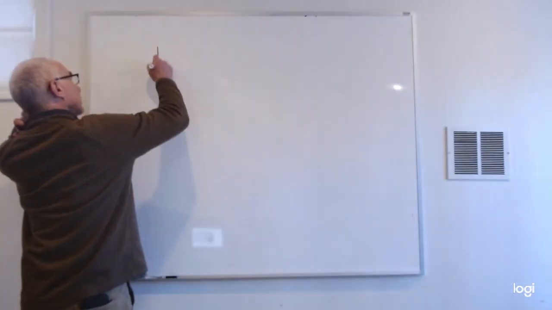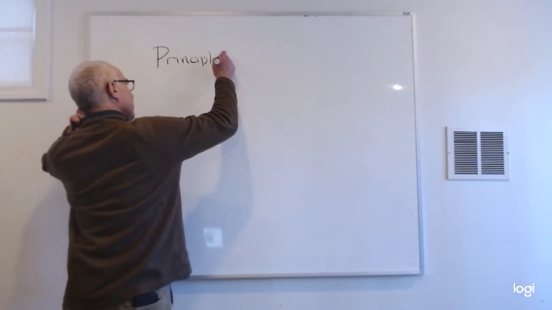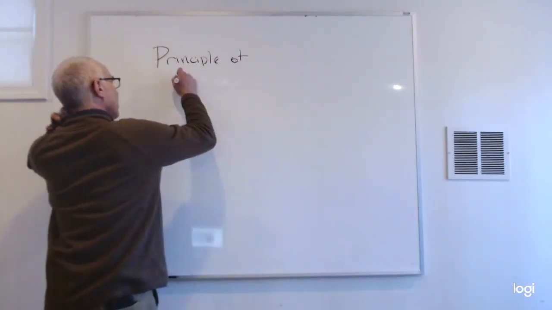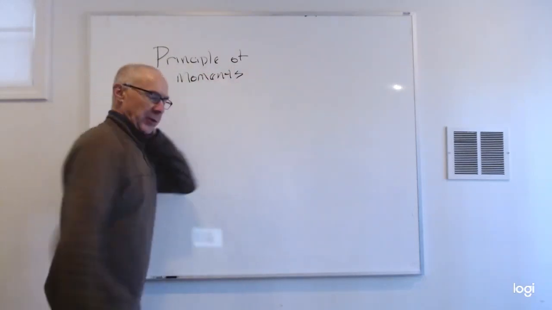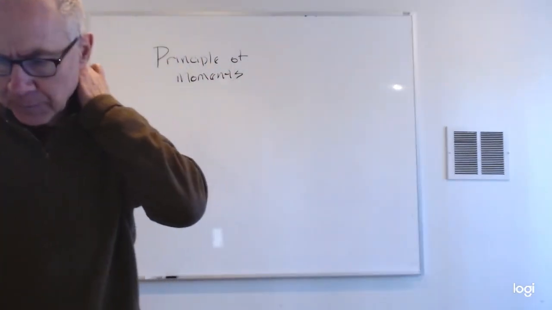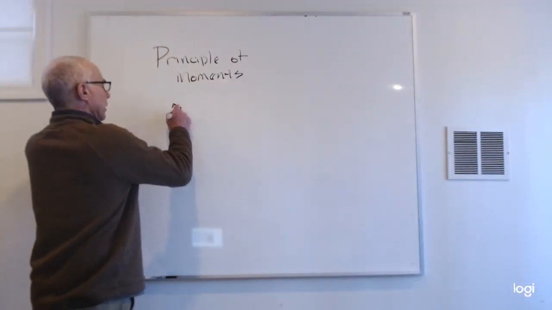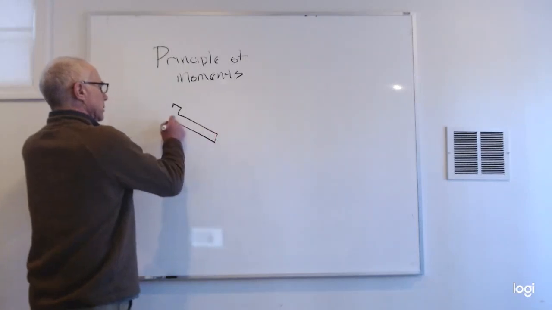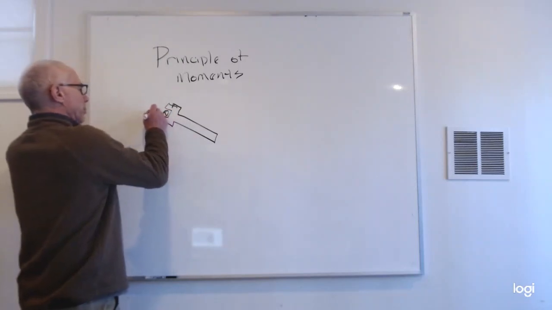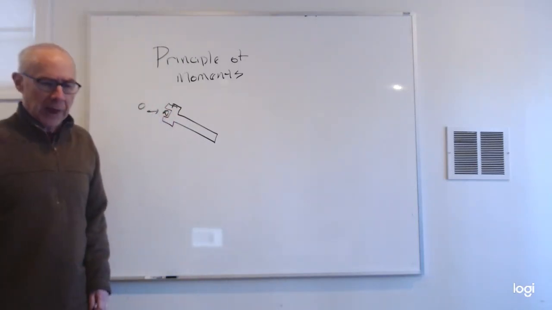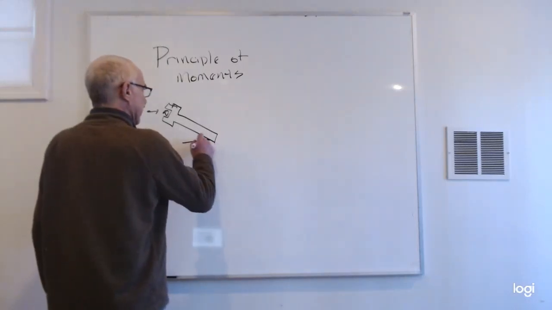Let's see if this marker works. Principle of moments. Actually, before I do that, why don't I just show you the two ways we've been doing these. Again, I'll draw my wrench here, and here's my nut. So this is my point O, where I'm evaluating my moment. And we're applying a force here.